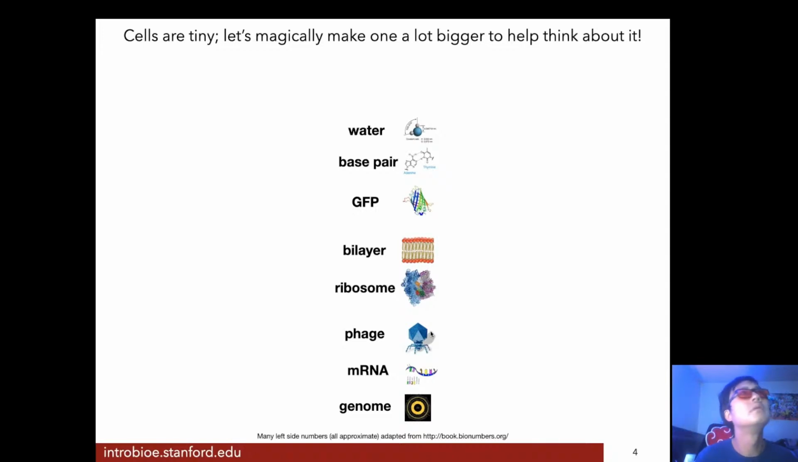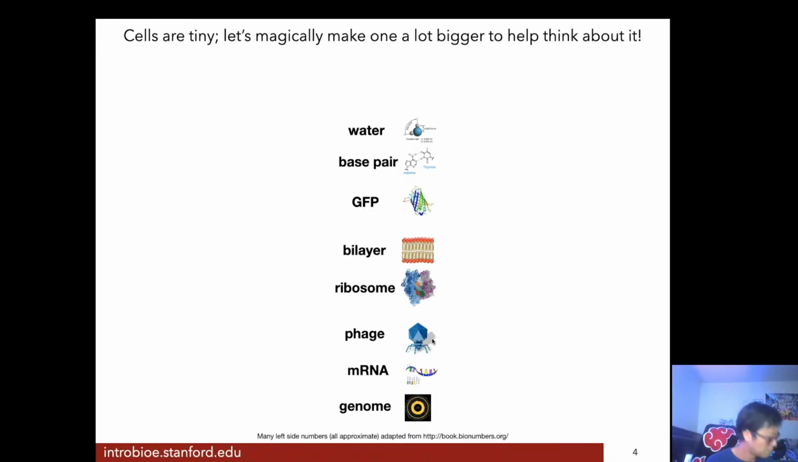The full name for phage would be bacteriophage, which means eater of bacteria. mRNA, messenger RNA, that's going to instruct the ribosome what protein to make. The genome, the DNA template that, when transcribed, makes the RNA. Okay, so these aren't all the types of molecules you'll find in a cell, but some ones that we'll talk about again and you should know about.